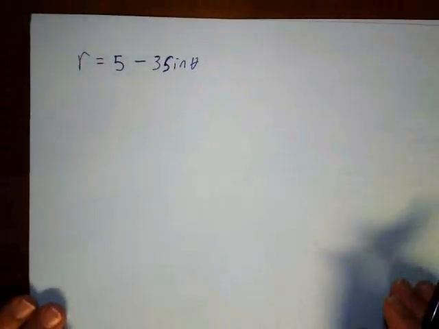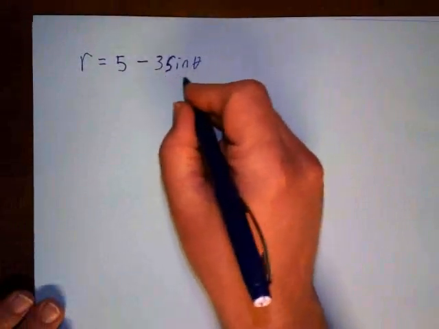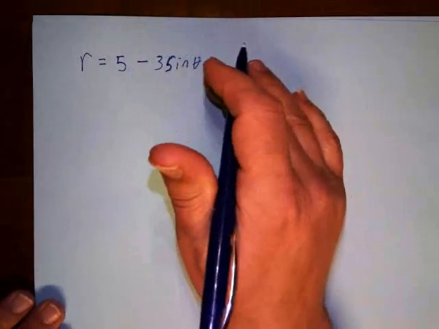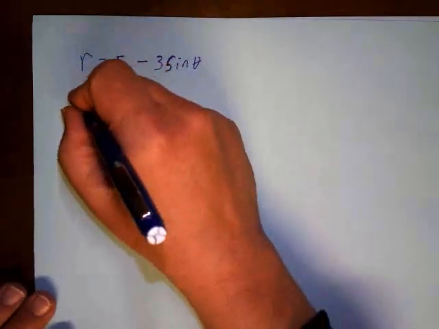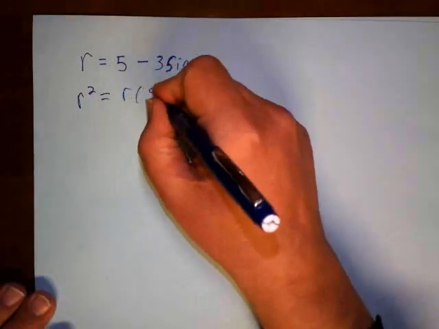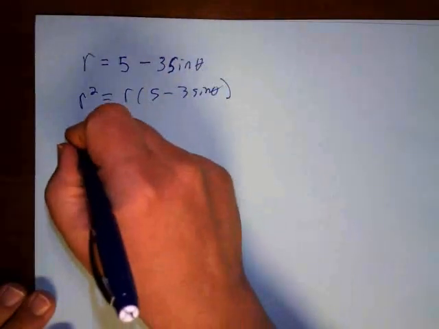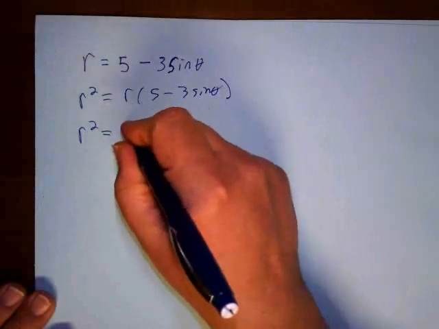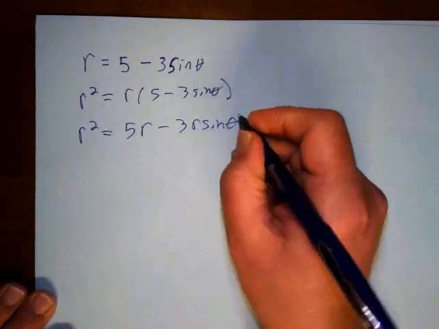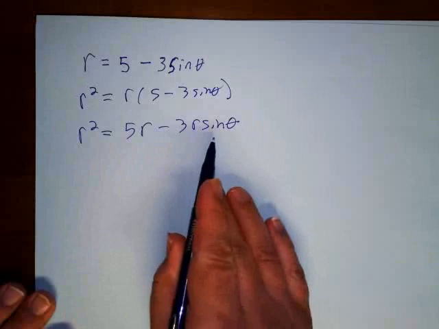Okay, now this one's a little strange. So what I want to do here is get an r with this sine. I've got to have an r with a sine or a cosine in order to convert that to an x or a y. So what I'm going to do is multiply both sides by r. So that would be r squared, and this would be r times all this. And then I can distribute that r over, 5r minus 3r sine theta. And so now what I get here is a y there.